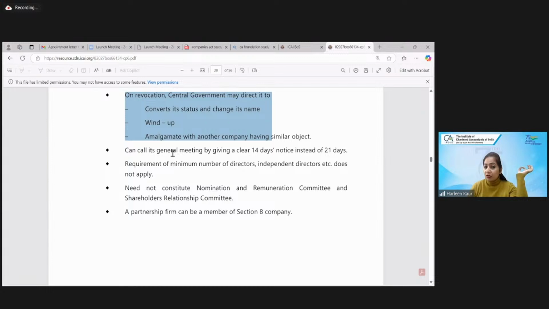If you're calling a general meeting, now all these points are again of your CA Intermediate syllabus, but simply you have to learn that when we call a meeting, we generally give 21 days notice. But here, if you're a section 8 company, you simply need to give 14 days notice. You don't have to give 21 days notice, one week priority, you only have to give 14 days notice. There is no requirement of independent directors in this case. Nomination and remuneration committee is also not applicable.